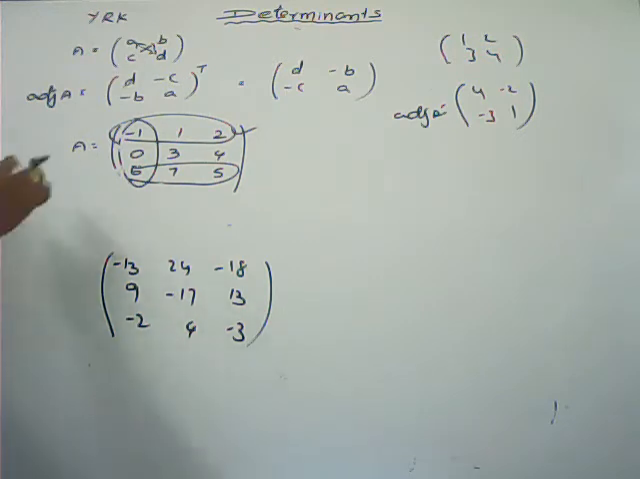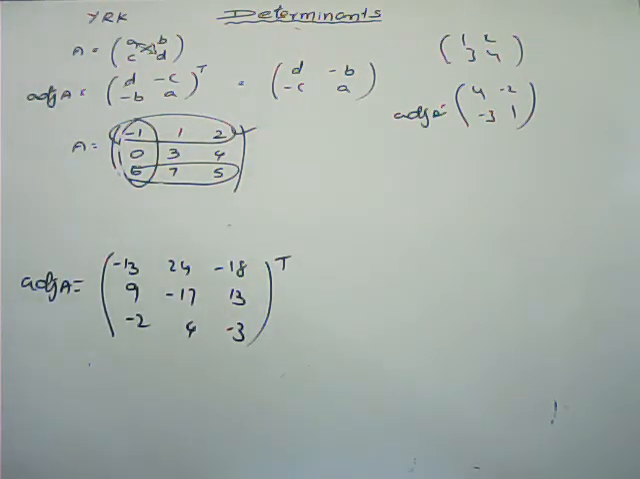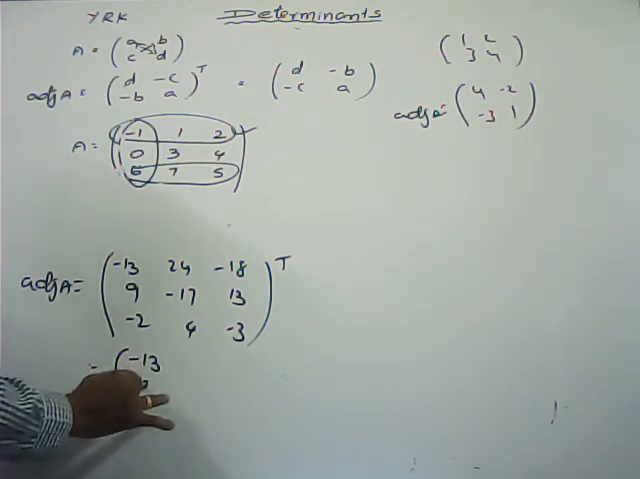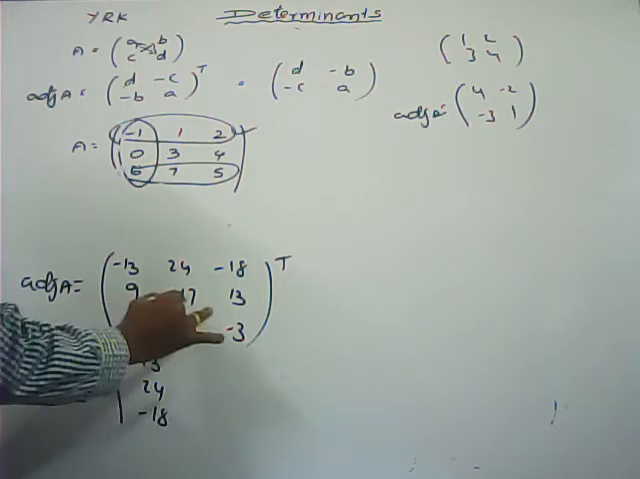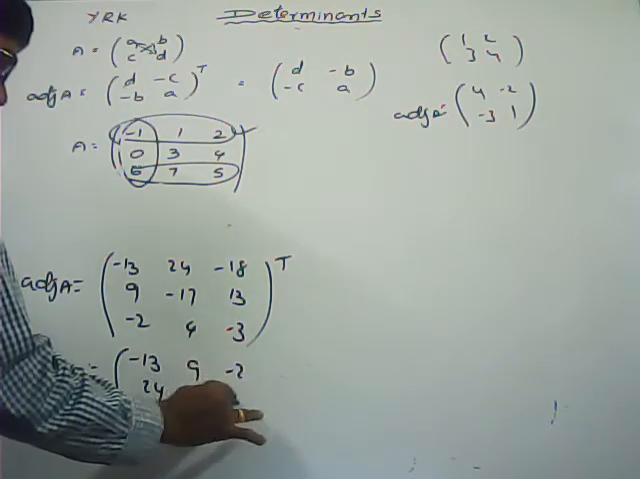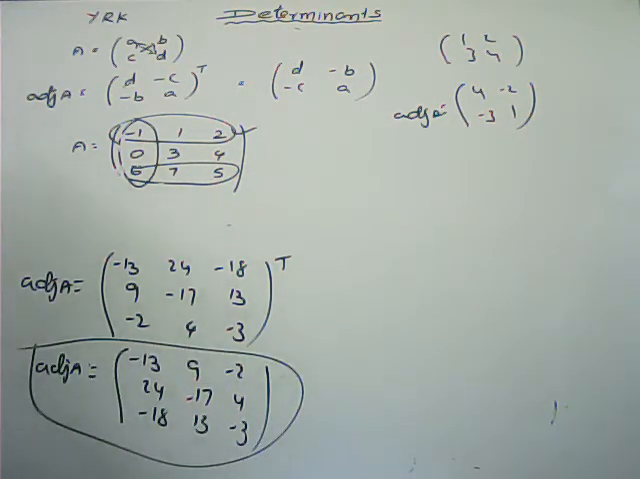See, here a 3 by 3 matrix is given. Here it is compulsory to write the corresponding cofactors and transpose it. Don't forget that. If I transpose it, the first row becomes the first column, the second row becomes the second column, and the third row becomes the third column. This we say is the adjoint of A.